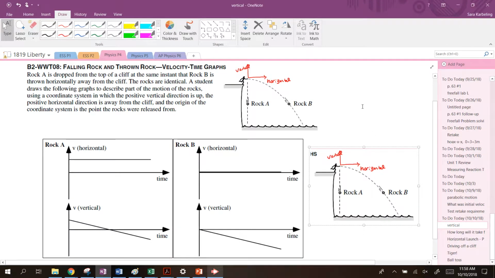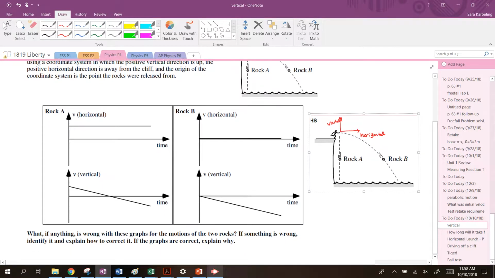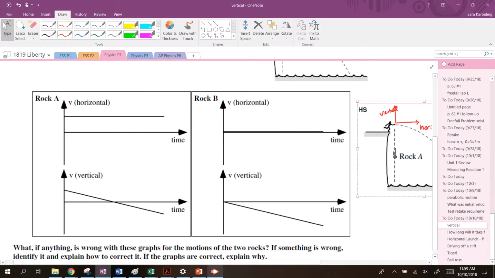So let's see where we're at. I feel like hopefully we understand the question at least. Let's make sure that we're doing okay here. So rock A, let's talk about rock A. Tell me about the motion of rock A. What is rock A doing? It's going straight down, right? It's the frog that's just falling. Okay? It's the frog that's just falling.